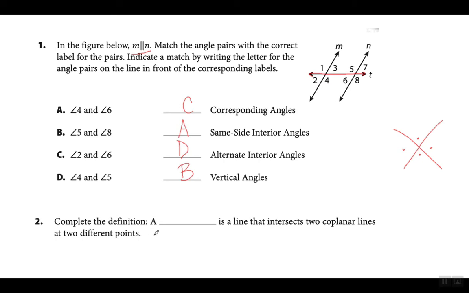Last one, complete the definition. A blank is a line that intersects two coplanar lines at two different points. That should be easy. It's obviously a transversal. That's on your homework. And that's the answer.